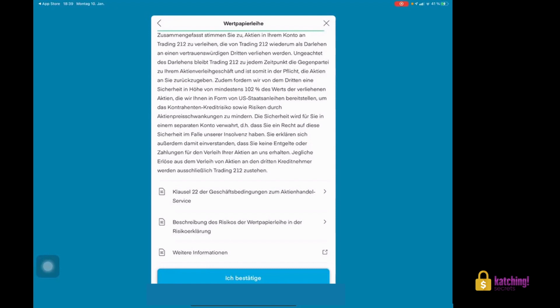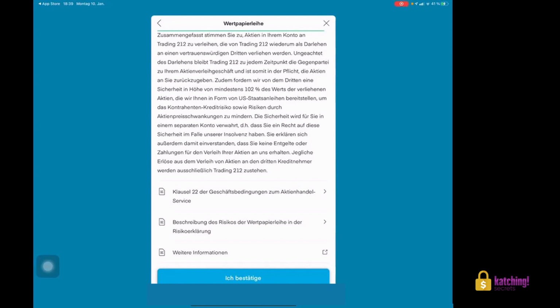Short selling is a term, you don't have to understand it now. It's basically you borrow a share from someone else, then you sell the share, and if the share goes down and you buy it back, you can make a profit out of that. This is some kind of also, let's call it, financial instrument. So you allow them to lend out your shares that you have purchased. How risky is that, you can have a look on that.